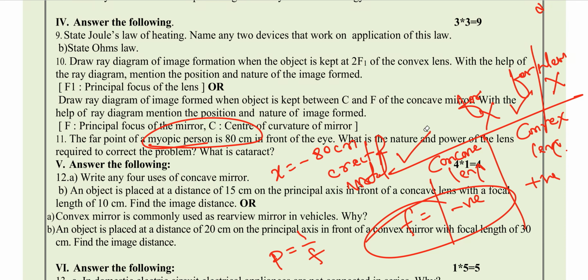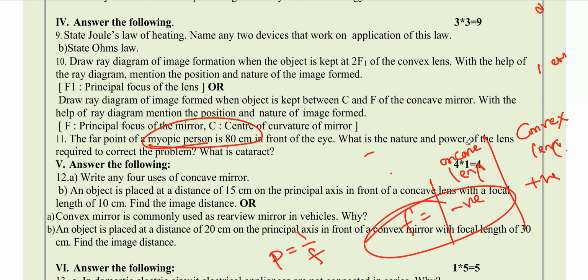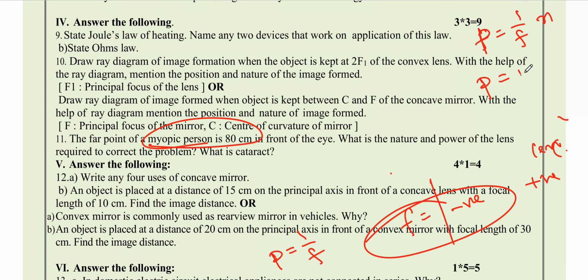F is equals to what should we do? Forgotten? R by 2? No dear. See here. P is equals to 1 by F if they give in meter. P is equals to 100 by F if they give in centimeter. Formula. Understood? Now P is equals to what? Power, 100 by minus 80. Correct? F is equals to minus X.